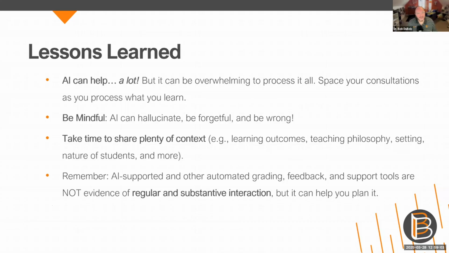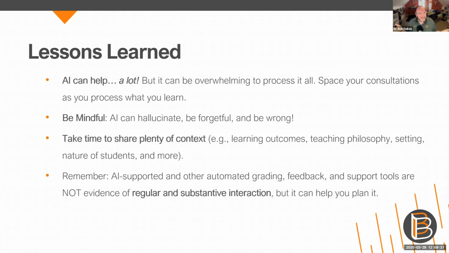Yeah, so AI can definitely help a lot, but it can be overwhelming. I find that a lot of times I would have a really long, meaningful conversation with AI and then feel so overwhelmed with different ideas and where I wanted to go that I wouldn't go back to it for a couple of days. I needed time to process and think about what I wanted to do because there were so many wonderful opportunities. Also, I think we all know you've got to be mindful when you use AI. It definitely hallucinates. There are times when I'm like, where did that come from? And it's also forgetful. I call it dementia.